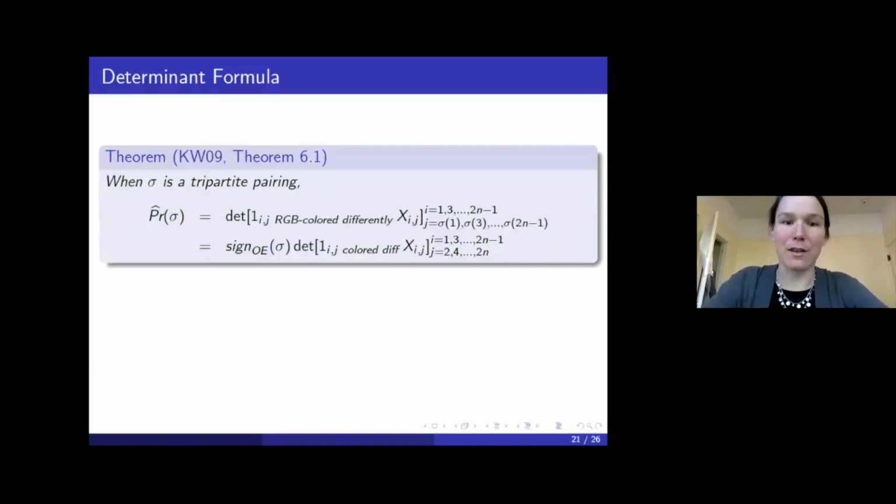But then the miracle is that when we got to the determinant formula, things started to really work out nicely. Just to remind you, this is Kenyon and Wilson's determinant formula. I've just rewritten it slightly differently. They put their columns in an order that was determined by the pairing. If you reorder them so that they're in ascending order, then you just get a global sign that's the same as the odd even sign of the pairing.